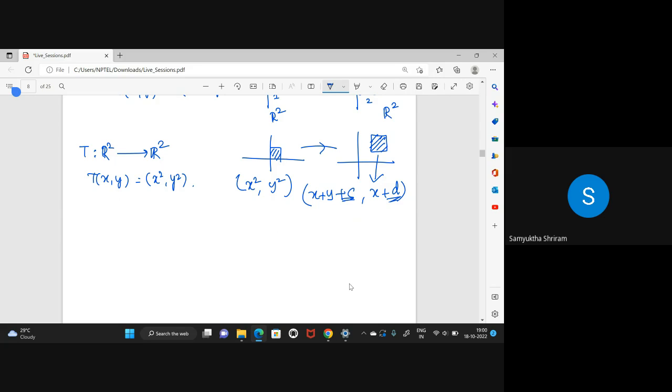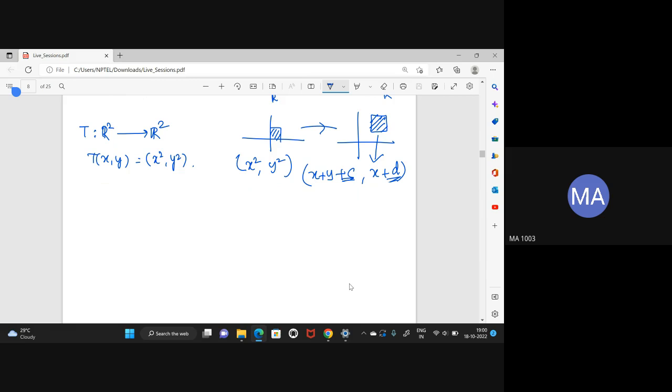Minus 1 and 1. We get the same image for (-1, -1) and (1, 1). So what? That doesn't say that this is not a linear transformation, right? That says that this is not a one-to-one map. It doesn't say that it is not a linear transformation. When the square term is there, what is the problem?